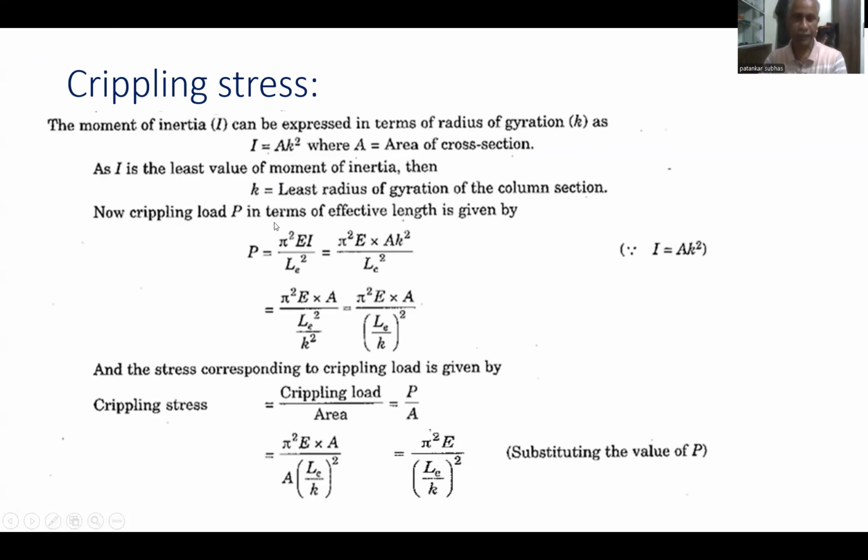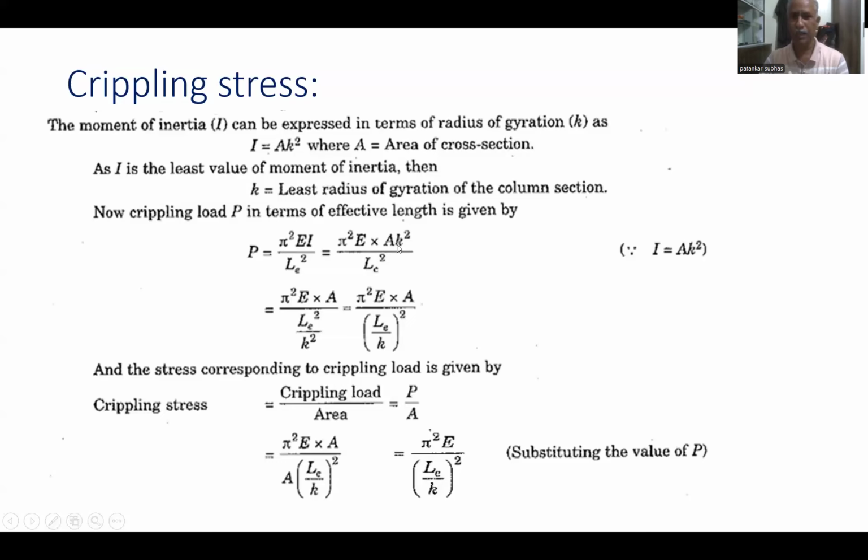Now similarly, we find out the crippling stress. For the crippling stress, we know that the crippling load is equal to pi square EI divided by Le square. We have already found this. So pi square E into I. I means the moment of inertia, that is also equal to area A into K square, where K is the radius of gyration. Therefore I is the second moment of area, so I is equal to AK square. So we eliminate this I by AK square divided by Le square.